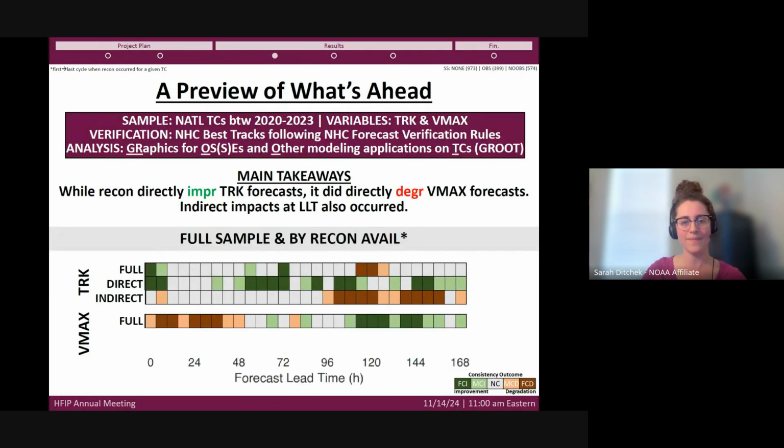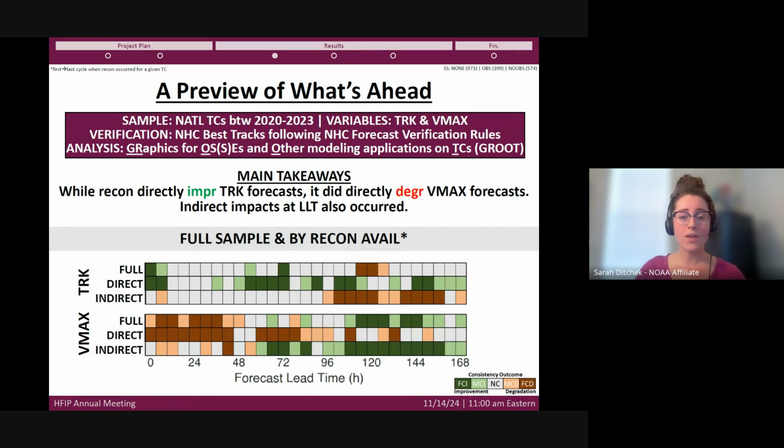Next. Now for late model VMAX results, on average, degradation was found in the full sample in the first 2 days. Improvement was found on days 5 to 7. Next. But when we stratify by Recon availability, it shows that Recon directly degraded the VMAX forecasts at nearly all lead times, while indirect impacts were positive from days 3 to 7. Now, this degradation on days 1 to 2 is due to a negative intensity bias in the late model. This is corrected by the interpolator, as I'll show later on in the talk.